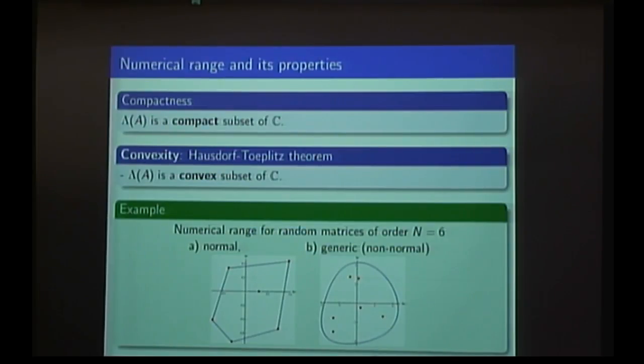There are examples for random matrices of order 6, and the red dots denote eigenvalues. So this set, of course, includes all eigenvalues. In the general case for a non-normal operator, non-Hermitian of course, you have such a nice smooth boundary. And in the case of a normal operator, normal meaning it commutes with its adjoint, there is a nice theorem which tells that this numerical range is just the convex hull of the spectrum. You here see eigenvalues, so it's a polygon.